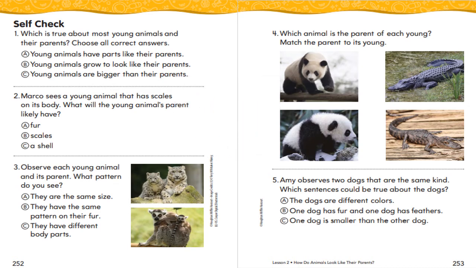The answers are A. Young animals have parts like their parents, and B. Young animals grow to look like their parents. Number 2. Marco sees a young animal that has scales on its body. What will the young animal's parent likely have? Is it A. Fur? Is it B. Scales? Or is it C. A shell?